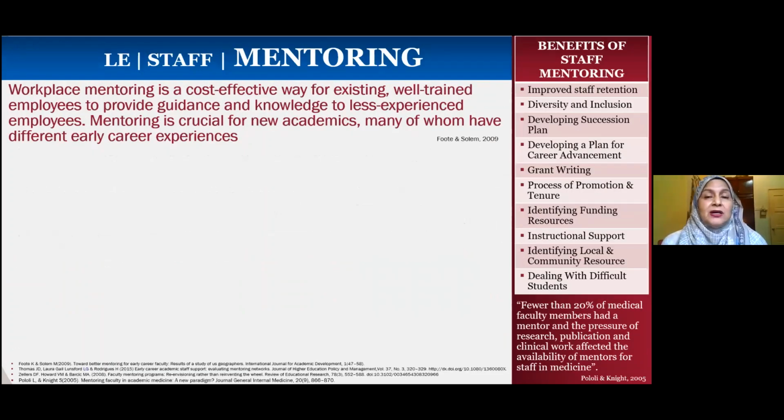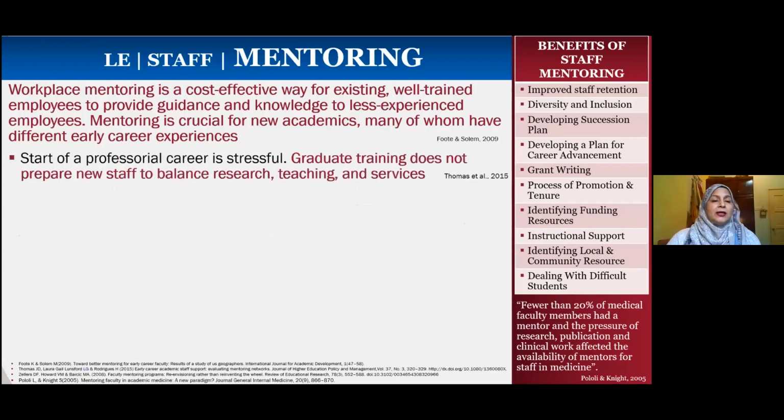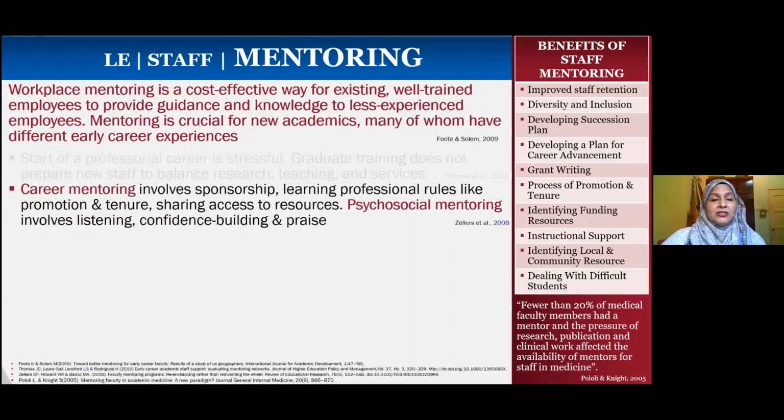The mentoring of the staff is another very important activity. Workplace mentoring is a cost-effective way for existing well-trained employees to provide guidance and knowledge to less experienced employees. Mentoring is crucial for new academics, many of whom have different early career experiences. The start of the professorial career is stressful. Graduate training does not prepare new staff to balance research, teaching, and service. These are the three jobs which the doctors have to do while they are working in the university.